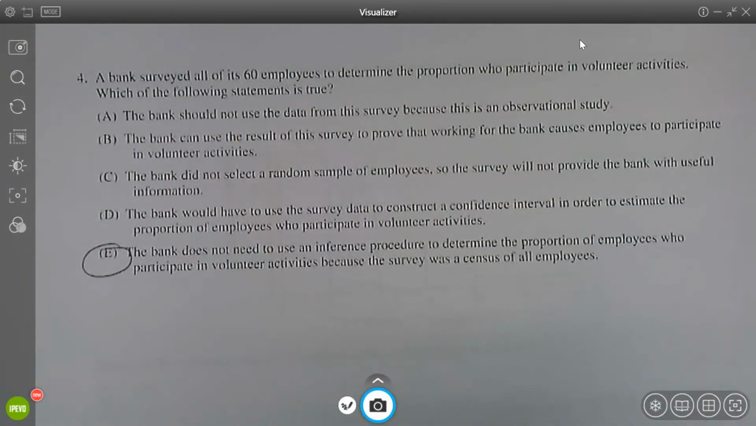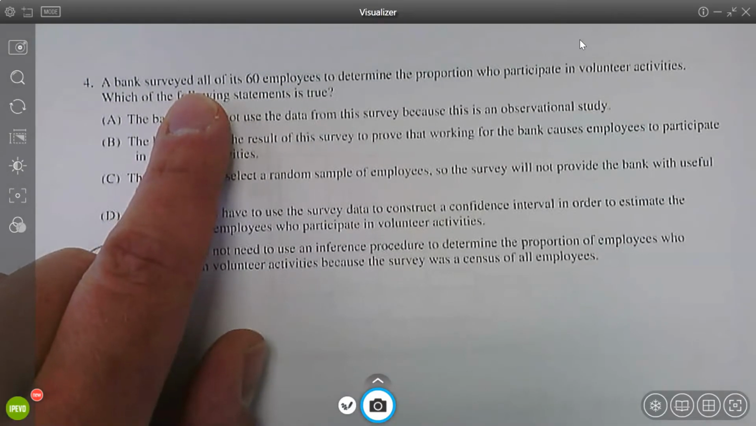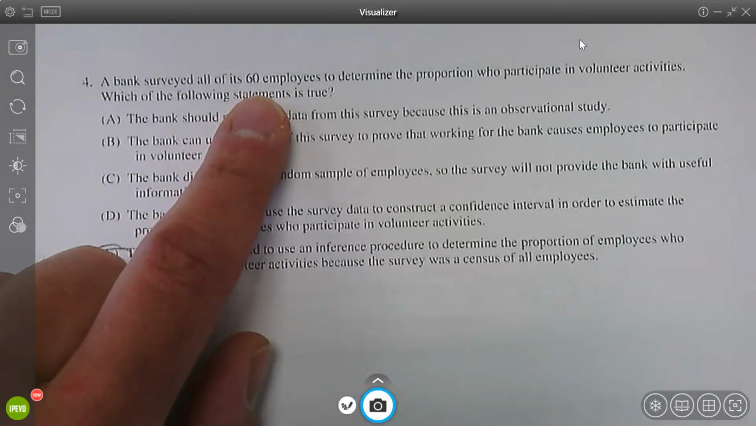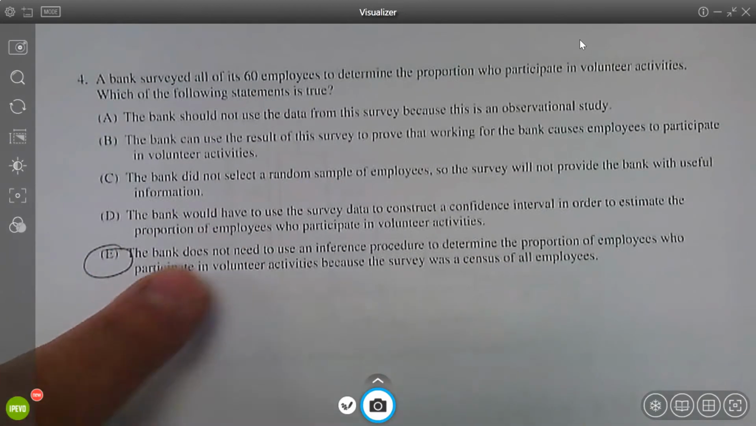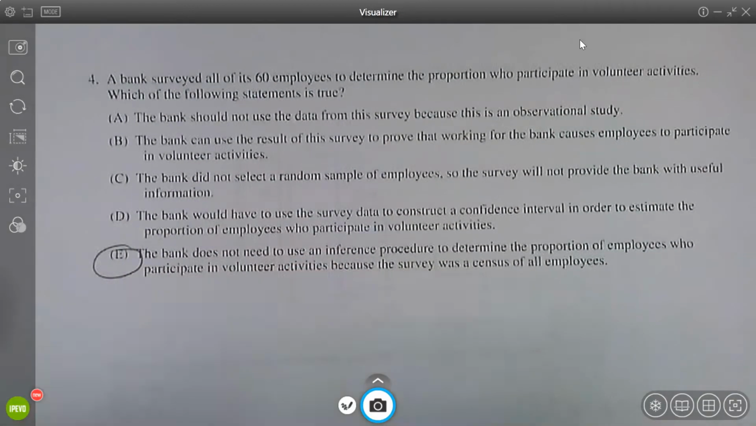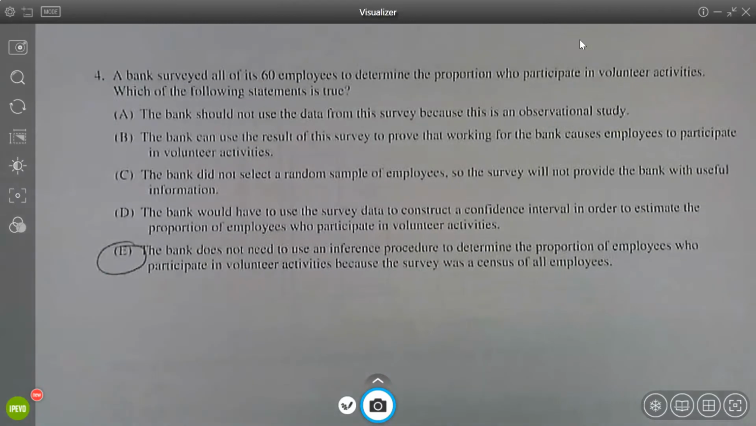Number 4, this is easy to overlook. They surveyed all 60 employees. So this is a census. There's no need to do inference. Inference like taking a sample to draw a conclusion about the population.